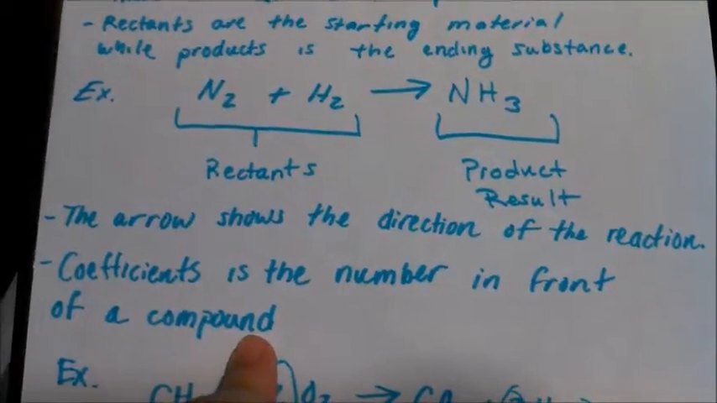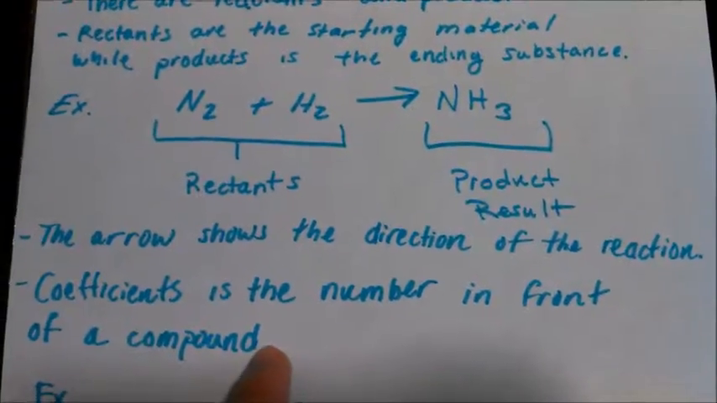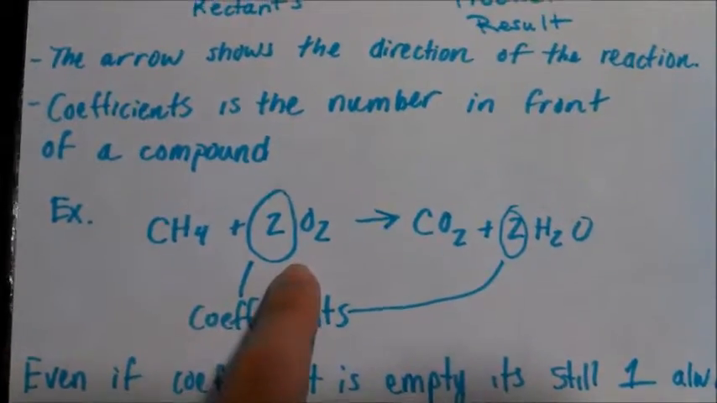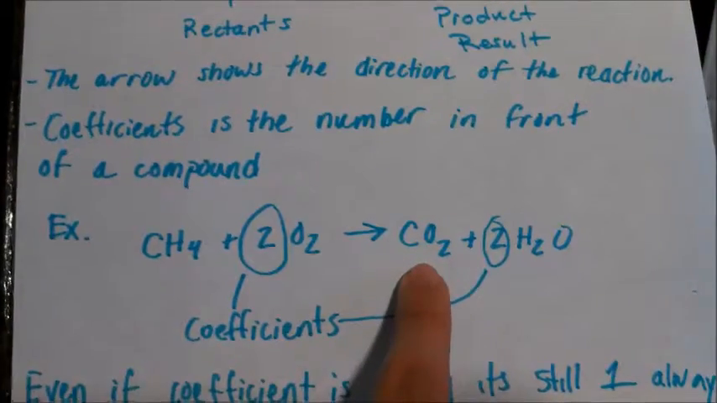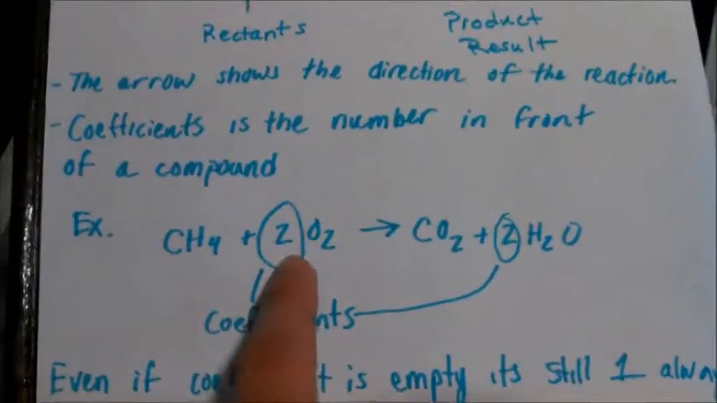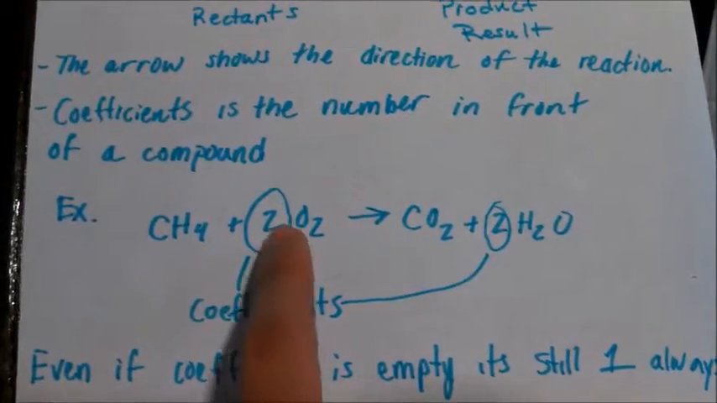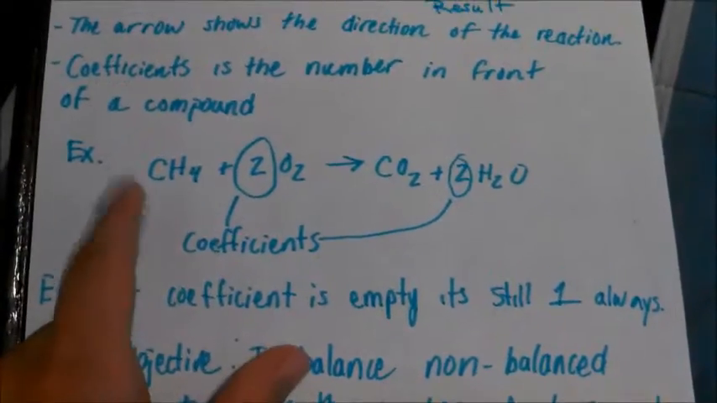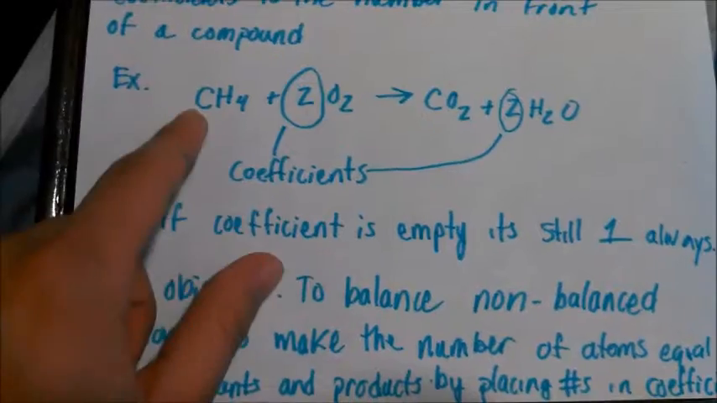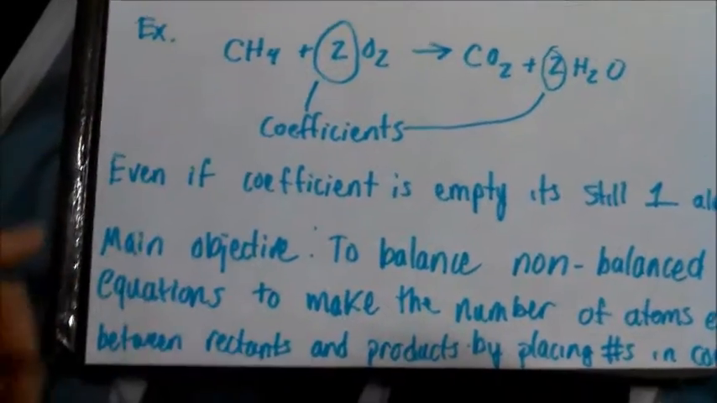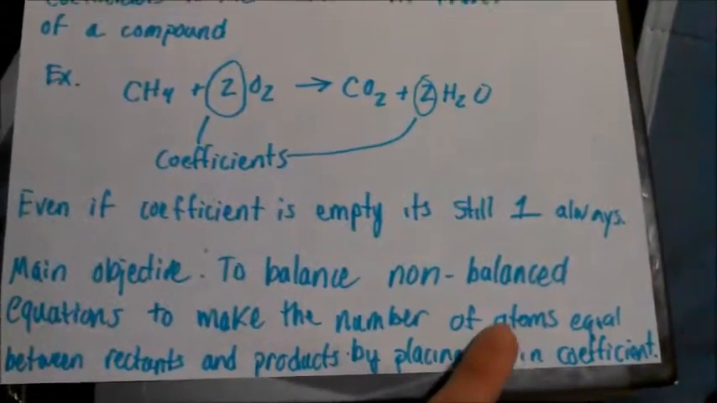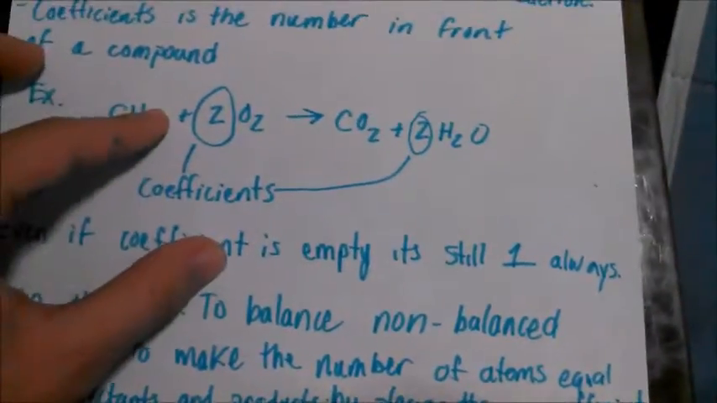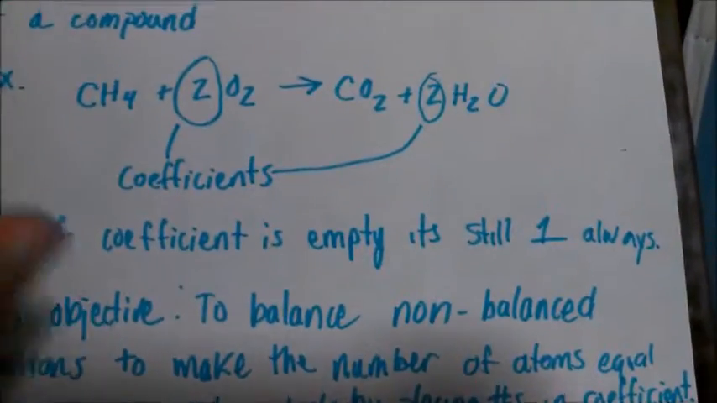You also need to know about coefficients when doing balancing equations. A coefficient is a number in front of a compound. Again, here's an example: CH4 plus 2O2, right arrow, CO2 plus 2H2O. The first two numbers are the coefficients. It's the number in front of the compound. Even if the number is empty, it's always going to be 1, because 1 is just a constant number for the compound. So our main objective is to balance unbalanced equations to make the number of atoms equal on the reactants and products side by placing numbers in the coefficients.